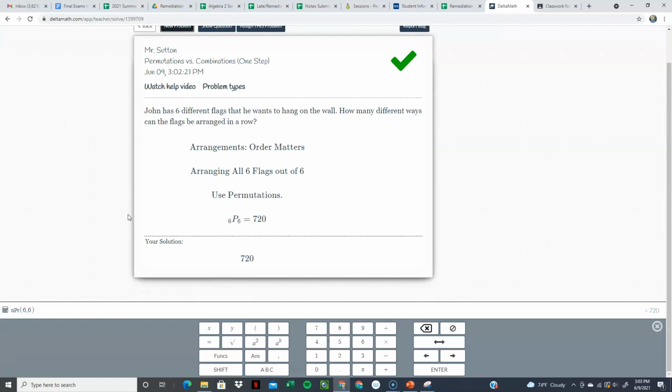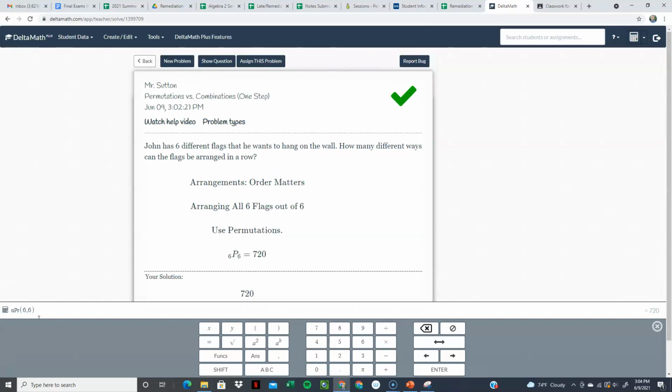If we had 6 flags, but we were only hanging 4 on a wall, then it would be like 6 permute 4. And that is how you pronounce this. This 6P6 is 6 permute 6. So that's worth noting as well. But in this case, we are permuting all 6 of them. So it would be 6 permute 6.